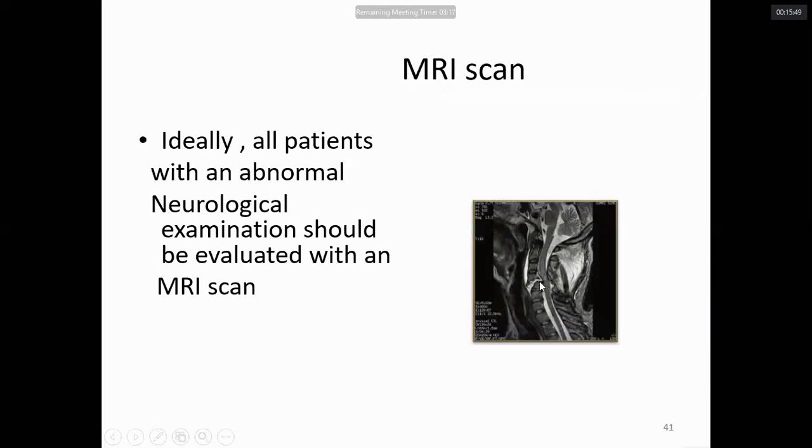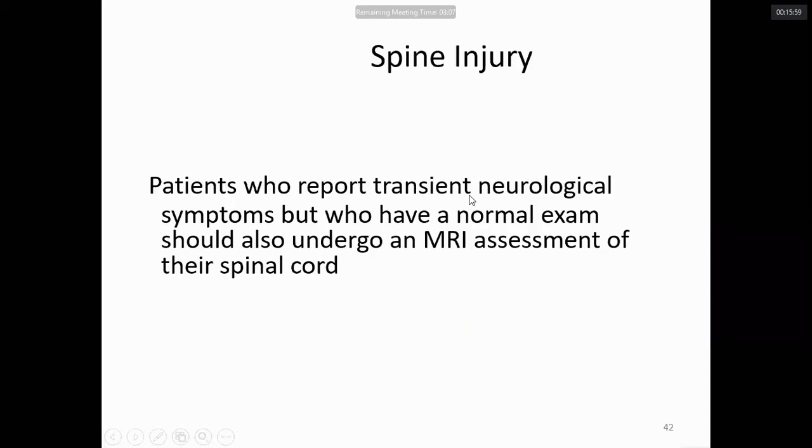So this can be seen with the help of MRI. Patients who report transient neurological symptoms but who have a normal examination should undergo an MRI assessment of their spinal cord. Later on you can go for the MRI scan.